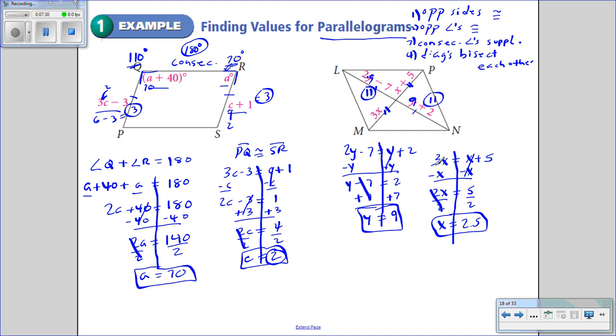Now I'm going to plug 2.5 in for x. So this would be 3 times 2.5. Okay, over here we have 2.5 plus 5. Both of these give you 7. Sorry, 7.5.